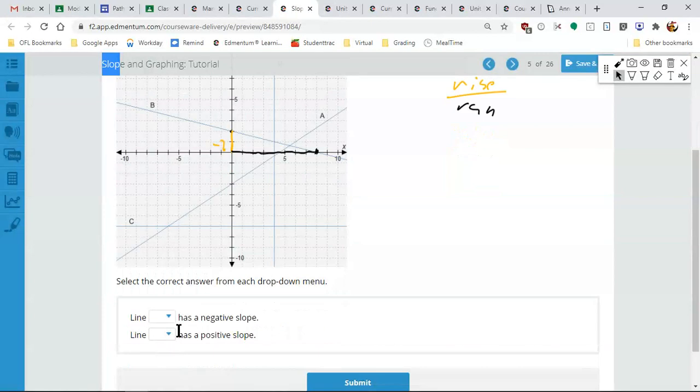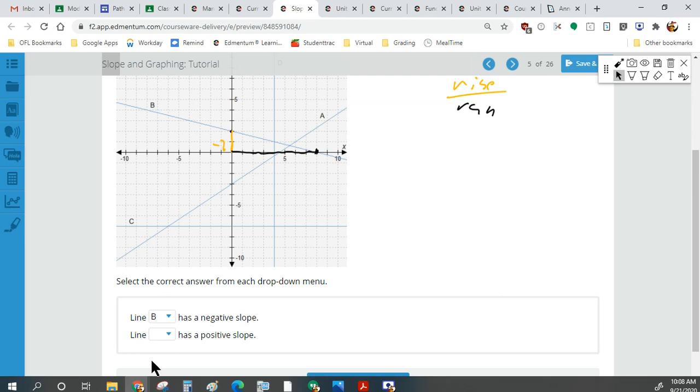So which one has a negative slope? Line B has a negative slope because it's going down and over. So line B, negative slope. Which one has a positive slope? That would be line A. Line A is the only one going up and over, up and over.